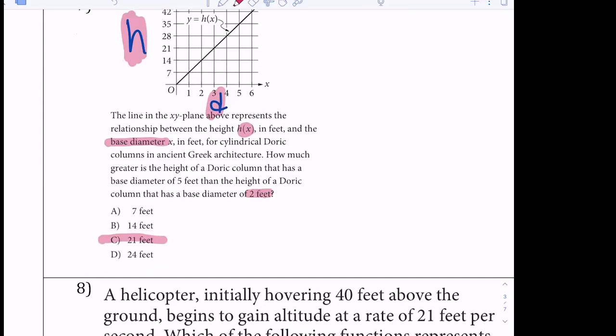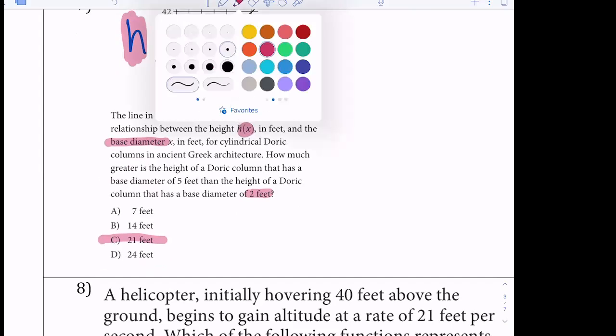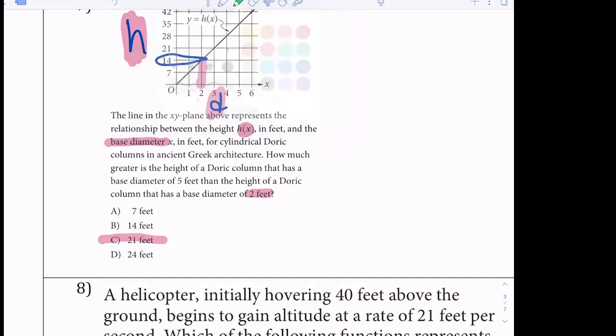I don't understand why some of you are sitting there saying, I have no idea. So I go to 2. Watch me. Here's 2. So I'm going up to here. That gives me what? 14. The height is 14. Then I go to 5. And 5 is over here. So I go up here. That height would be what? 35. How much greater is 35 than 14? 21. You see what I'm saying, guys? For those of you who don't know or you think you don't know, you're not trying.